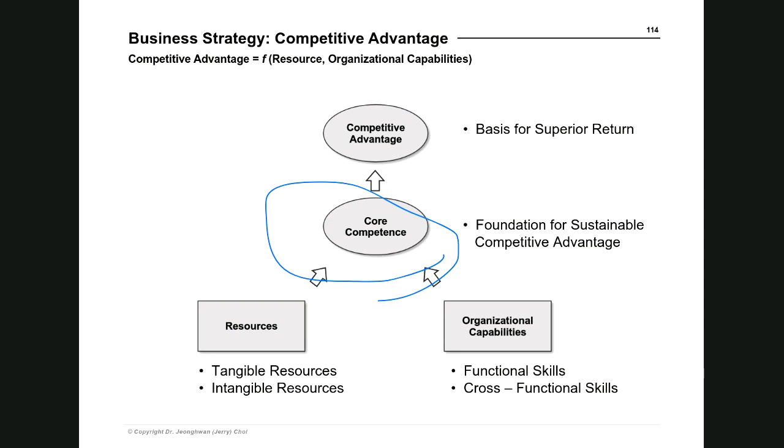What are those KSAOs? Knowledge, skill, ability, and others. Exactly. Others, like attitude or motivation, whatever. That is our competence-based approach.